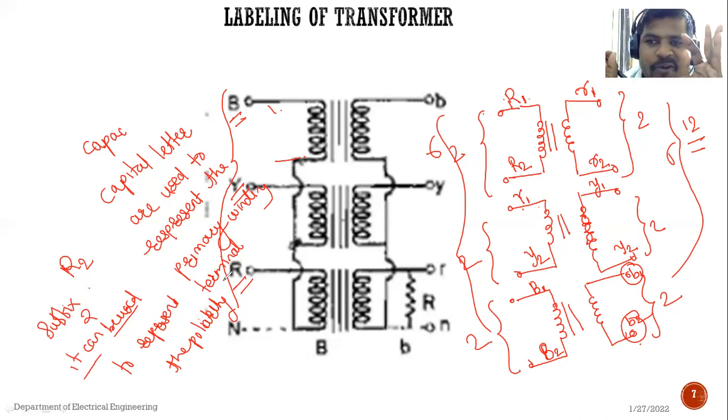Okay, negative polarity suffix 1, and if it is suffix 2 then it is the positive polarity of that phase, so that we avoid wrong connection. According to polarity, we are able to do the connection properly. Getting? Does anyone have any doubt about this?